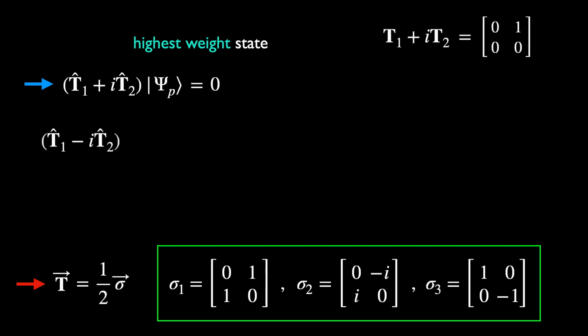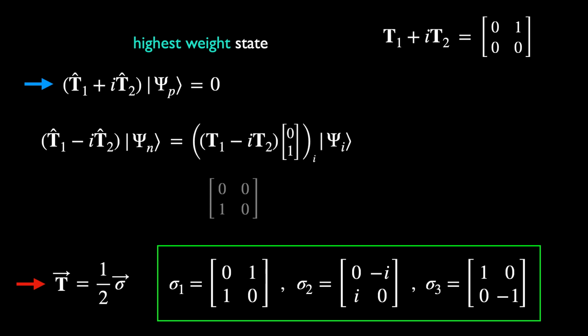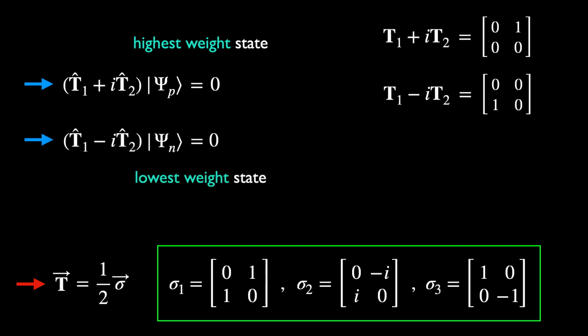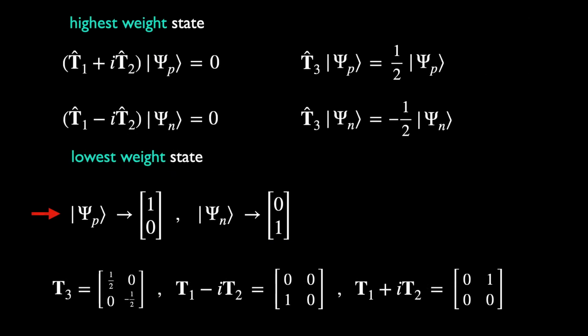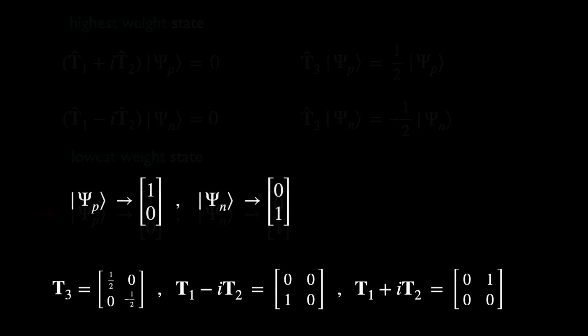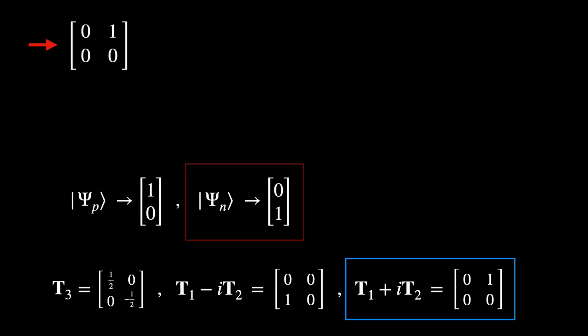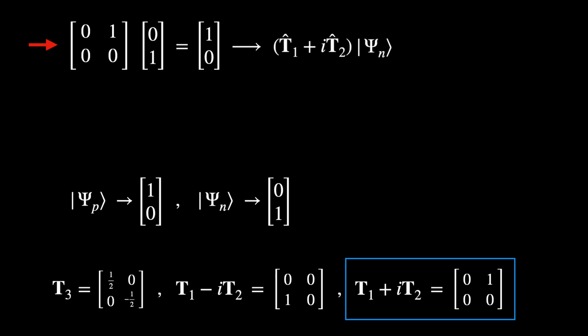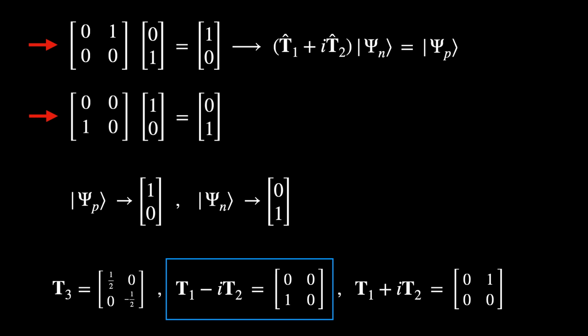Similarly, we can look at the action of the lowering operator on the neutron state, which is 0, as expected, since the neutron state is the lowest weight state of the isospin doublet. Raising the neutron state gives us the proton state. And lowering the proton state gives us back the neutron.